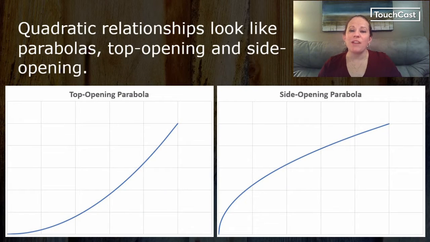Quadratic relationships look like parabolas, top opening and side opening. And you might remember that a top opening parabola follows the basic equation, y equals x squared, while this side opening parabola is y equals the square root of x, or y squared equals x.